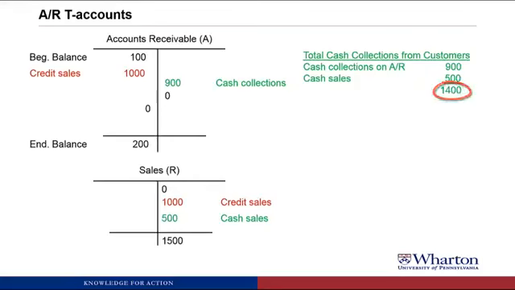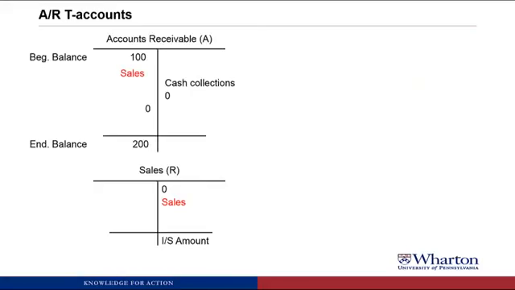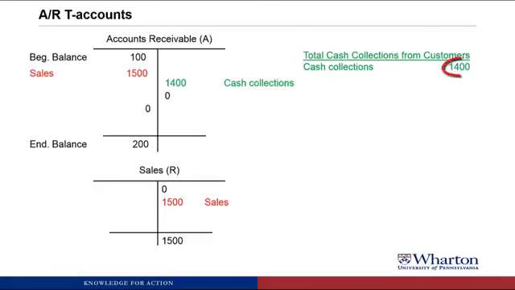So we go back to our example. We have a beginning balance in receivables of 100, an ending balance of 200, and now we're just going to work with total sales. So we saw before that total sales were 1,500. So we plug that into accounts receivable and then solve for cash collections. So we have 100 plus 1,500 minus 200 gives you cash collections of 1,400, which is the same number that we got before.